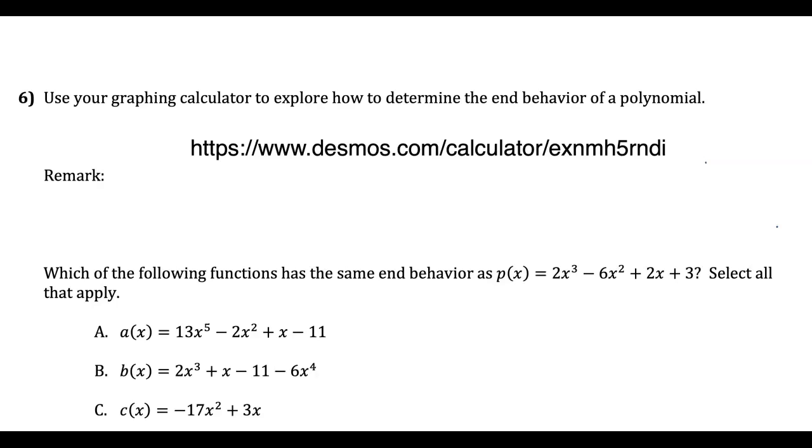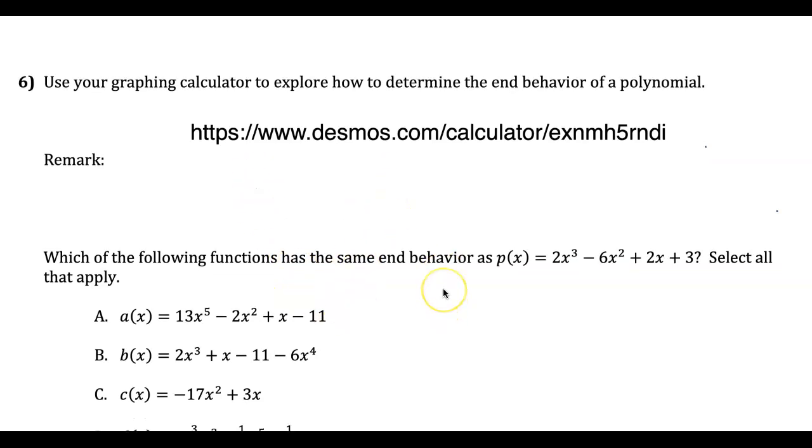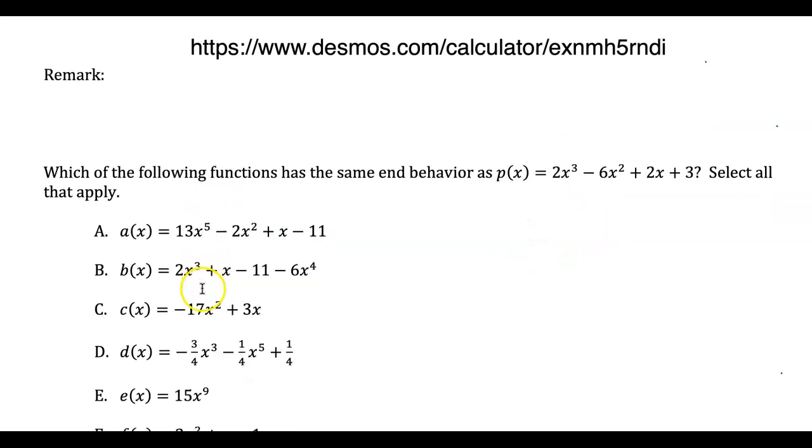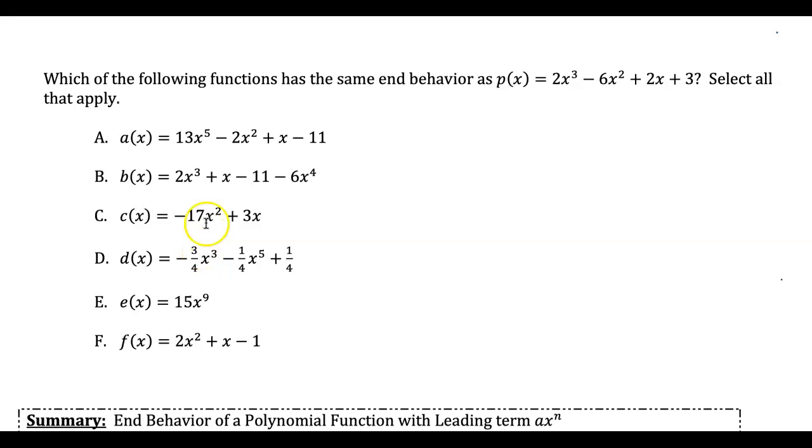So I encourage you to explore the behavior of polynomials using Desmos. You could just graph it like I did a moment ago, and check out what happens as you change the exponents and the coefficients. So you might have gathered that really when you're examining the end behavior of a polynomial, the only thing that matters is the leading coefficient, right? So we're interested in just the leading coefficient here.